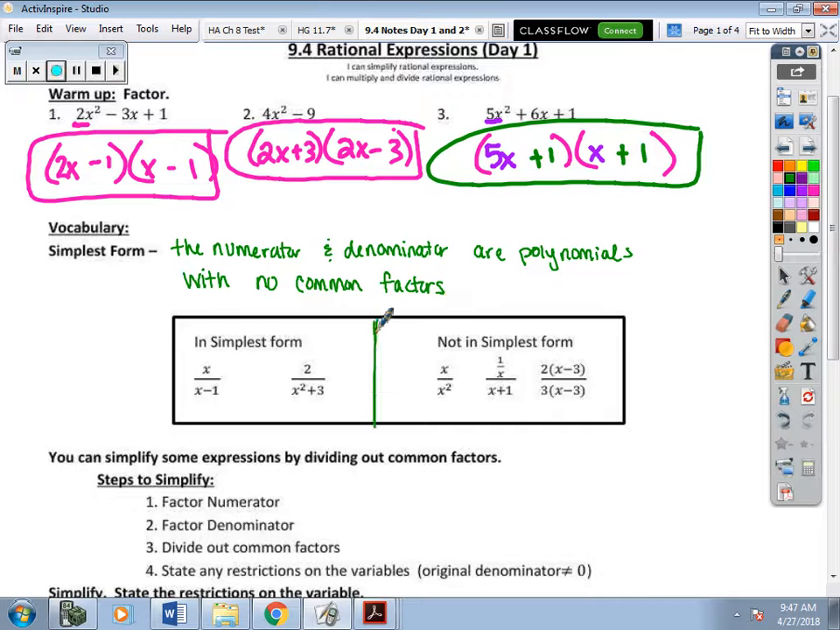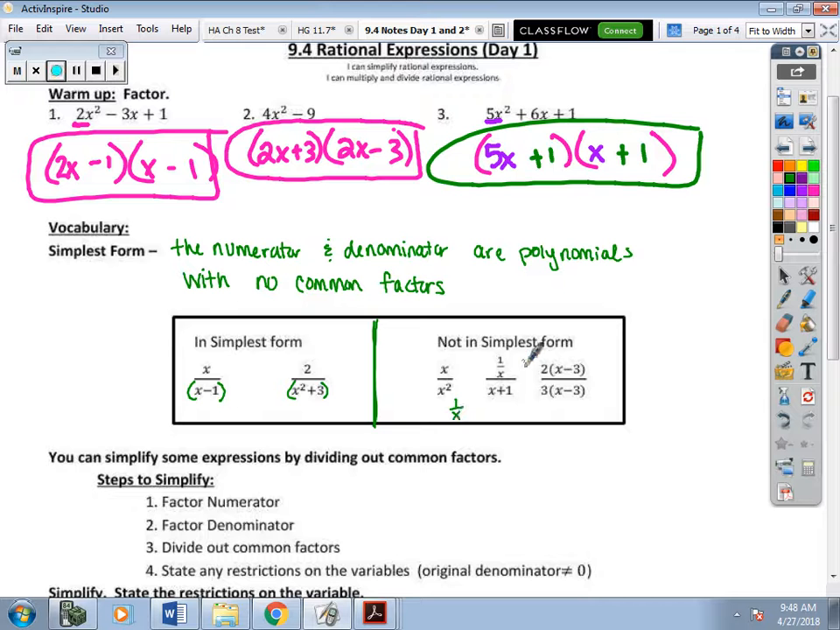So we have examples down here. These are in simplest form. These cannot be simplified anymore because remember, the quantity x minus 1 is a binomial. Same thing here. We have a binomial, so nothing can be reduced. Now, these examples are not in simplest form. This one we could reduce because we have a common factor of x in the top and the bottom. So this would reduce to be 1 over x.